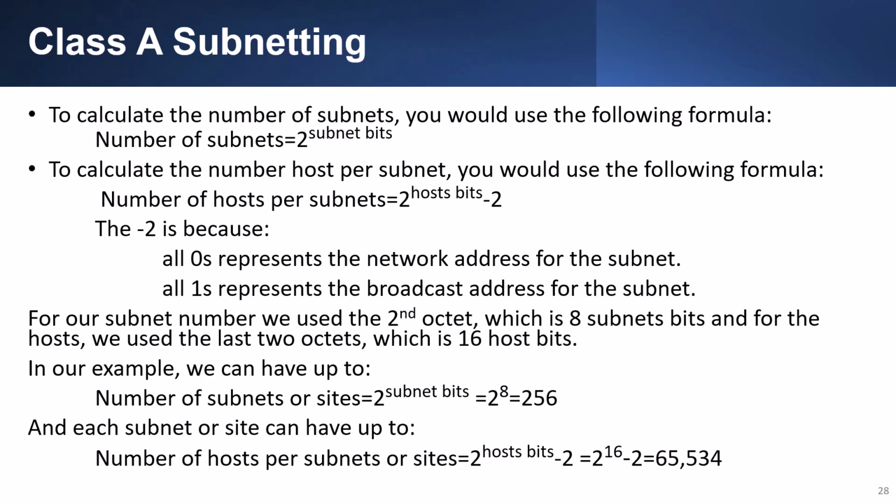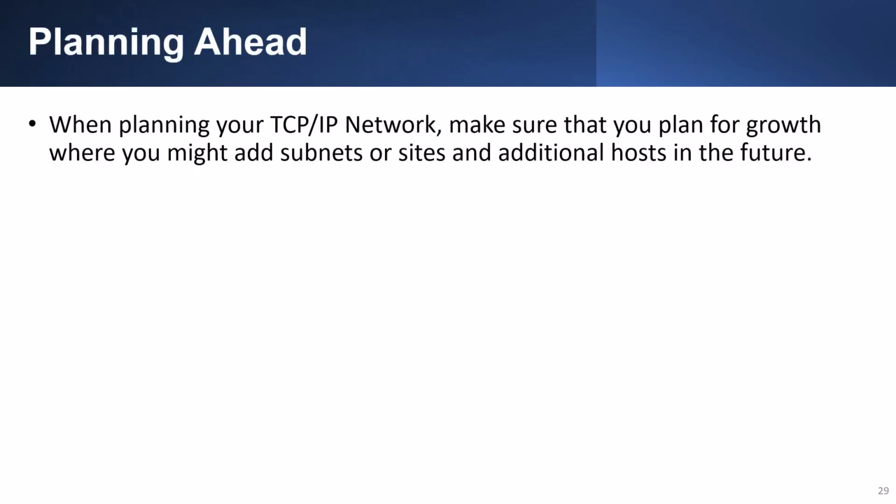So in our example, number of subnets or sites is 2 to the subnet bits, which is equal to 2 to the 8th, which is equal to 256 sites. And each subnet or site can have up to number of hosts per subnet, which is equal to 2 to the host bits minus 2, which is equal to 2 to the 16th minus 2, which is equal to 65,534 hosts. When planning your TCP/IP network, make sure that you plan for growth where you might add subnets or sites and additional hosts in the future.